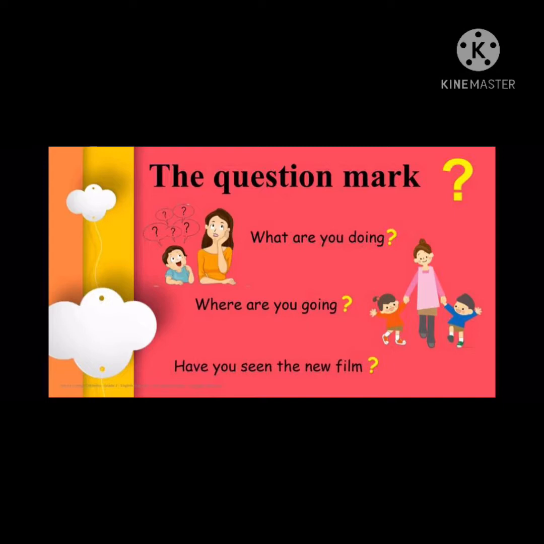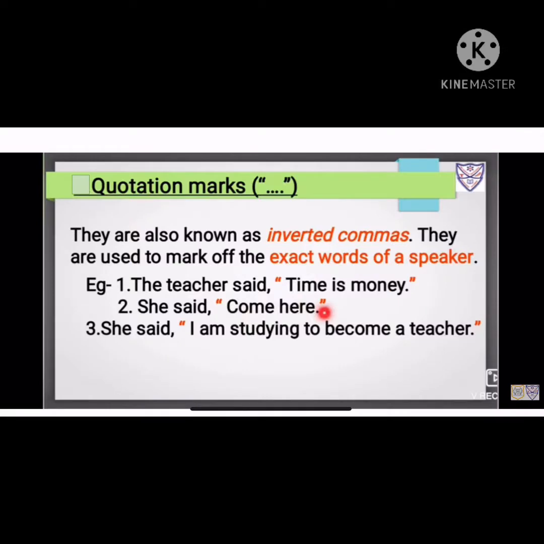Moving to the sixth punctuation mark, that is quotation marks. Quotation marks are also known as inverted commas, my dear children, and mostly inverted commas are used while writing direct speech. So they are used to mark off the exact words of a speaker. And why are inverted commas or quotation marks used? They are used when we say the exact words of the speaker without changing those words.